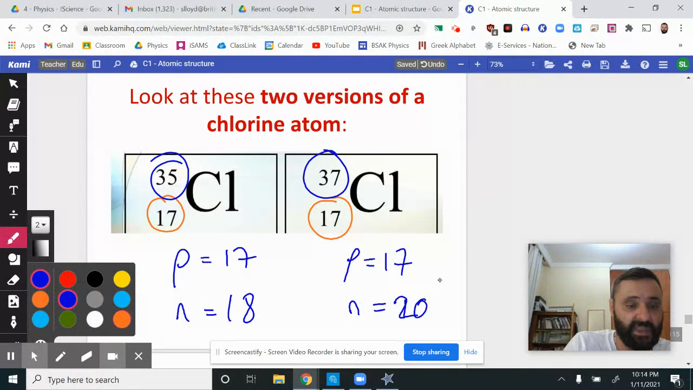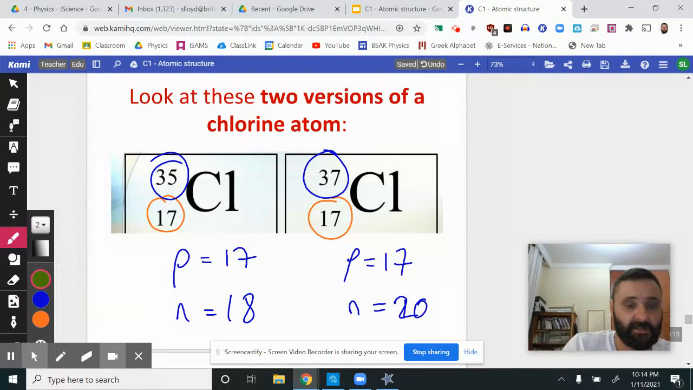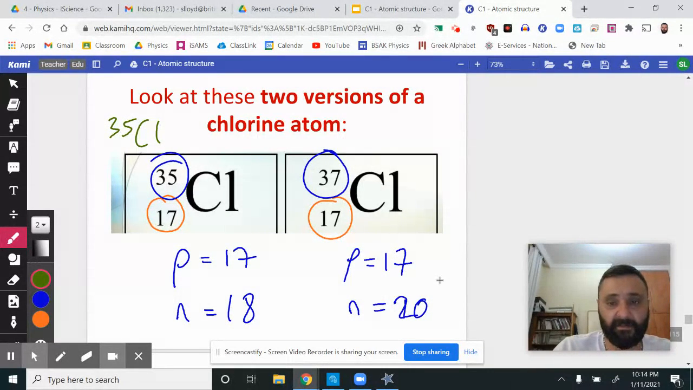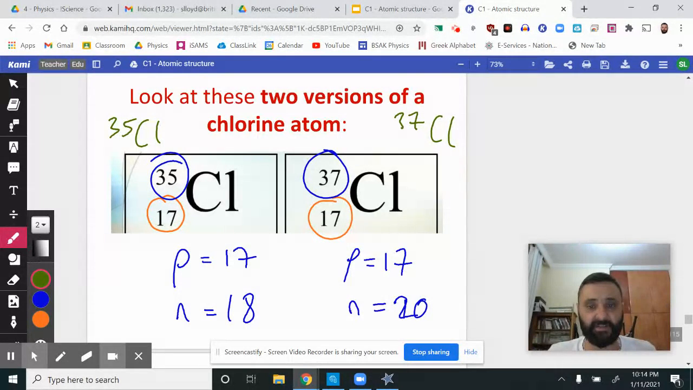These isotopes have names. We have to give them names. This is chlorine 35, and this is chlorine 37. So if they're different isotopes, we have to give the mass number.